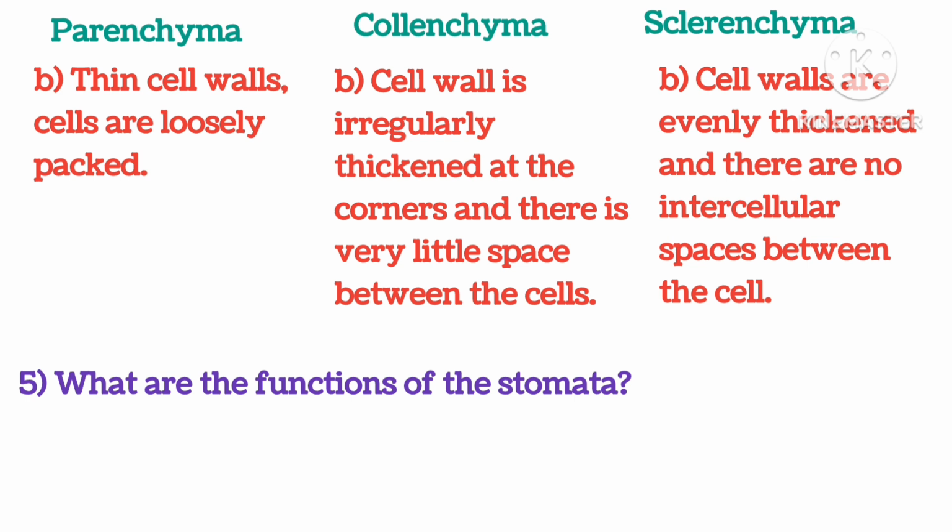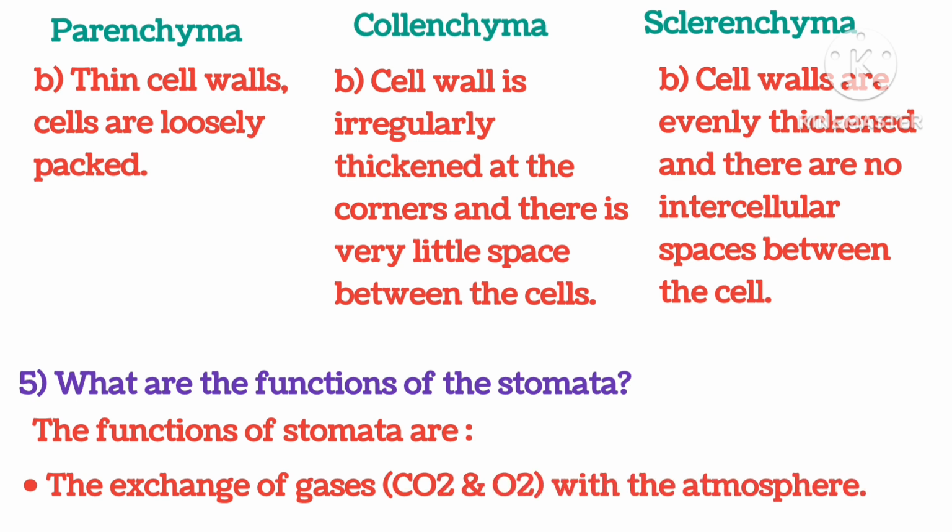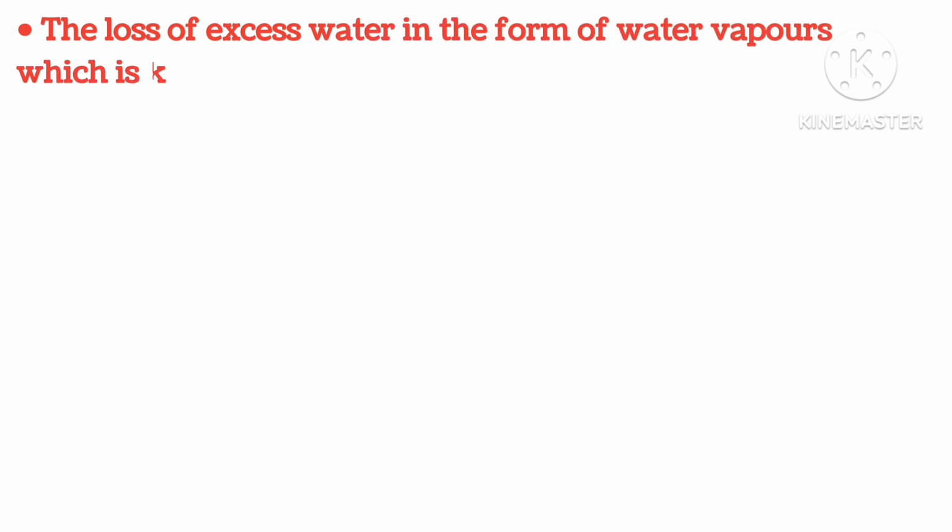What are the functions of the stomata? The functions of stomata are the exchange of gases, which are carbon dioxide and oxygen, with the atmosphere, and the loss of excess water in the form of water vapor, which is known as transpiration.